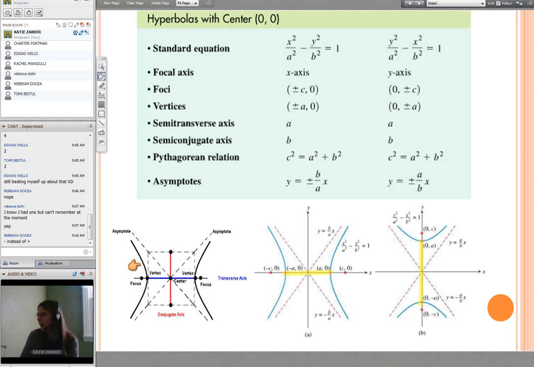It looks like a box in here. Sometimes it'll form a rectangle. Sometimes it might be a perfect square. But if we were to connect the corners of this box that's created from the conjugate and the transverse axes, we could then find our asymptotes of the graph. And the asymptotes are happening at plus or minus B over A or A over B times X. So depending on which column you're looking at is going to be those equations for the asymptotes.